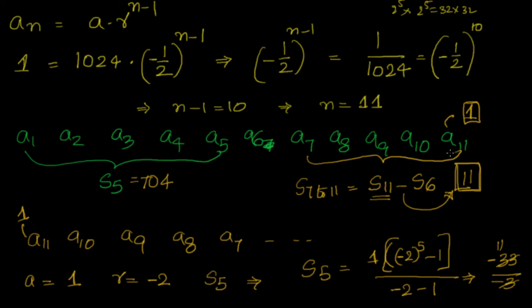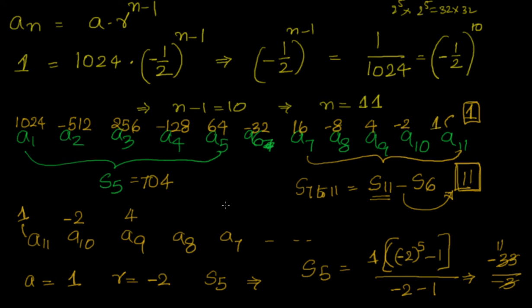But if you know how many terms are there, the easiest way is to reverse this geometric progression. Since you are dividing now, in the reverse you will be multiplying them. Now what does it look like? First will be 1, second will be minus 2, third will be 4. Okay, let me put it here. This is 1024. This is minus 512. I am just writing so that you will get an understanding of that. 256 minus 128, 64 minus 32, 16 minus 8, 4 minus 2 and 1.